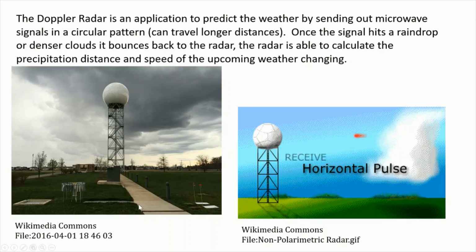To finish this lesson, I just want to give you additional information about the Doppler effect. We hear the weather referring to the Doppler radar, which applies the same principle as sound, but instead uses microwaves. The Doppler radar is an application to predict the weather by sending out microwave signals in a circular pattern. Microwaves can travel longer distances. So once the signal hits a raindrop or a denser cloud, it bounces back to the radar. The radar is able to calculate the precipitation distance and speed of the upcoming weather changes.